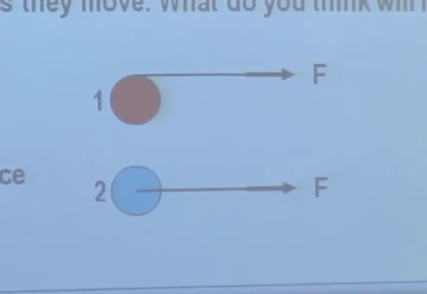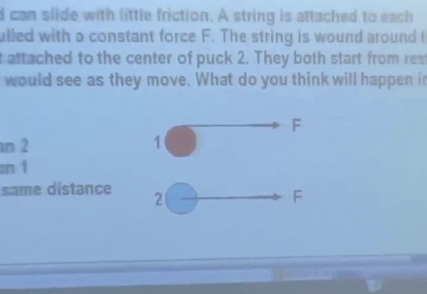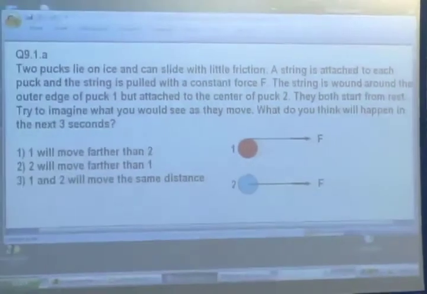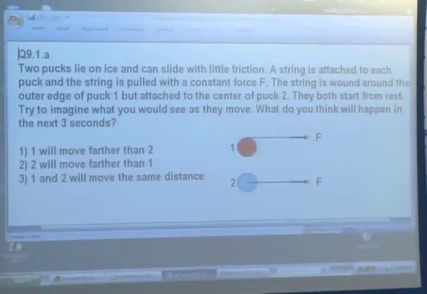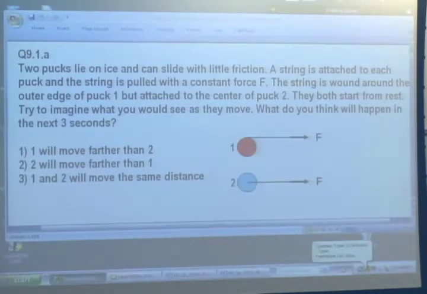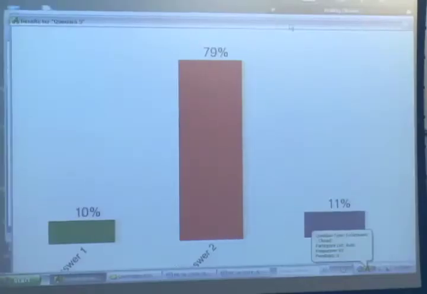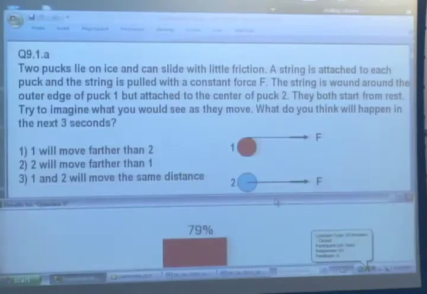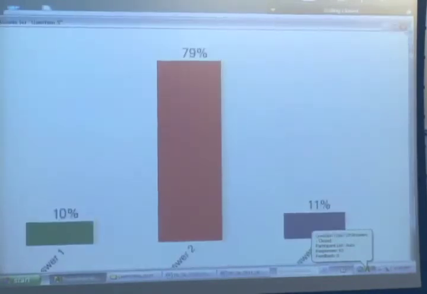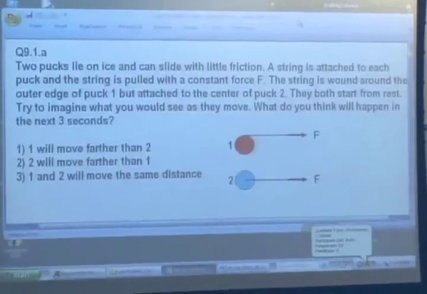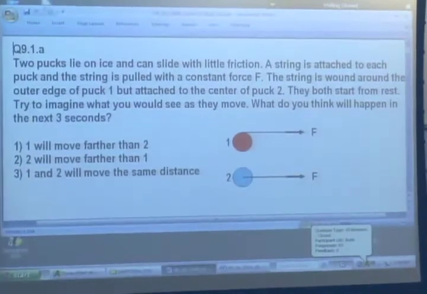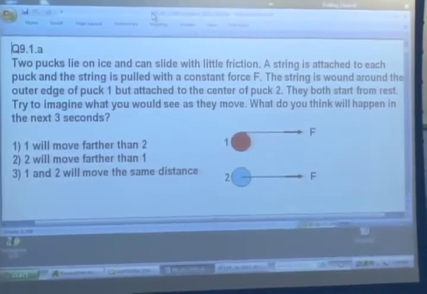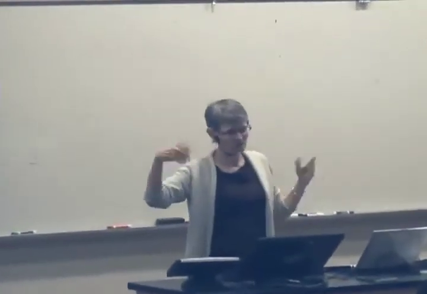The question here is, you pull on each of them with exactly the same force F for 3 seconds. So what's going to happen? Just try to imagine it. What's going to happen in the next 3 seconds? Okay, big vote for 2 is going to move farther than 1, with small votes for the other things. So what's going to be the big difference in what you see in these pucks? One's going to be rotating, right?